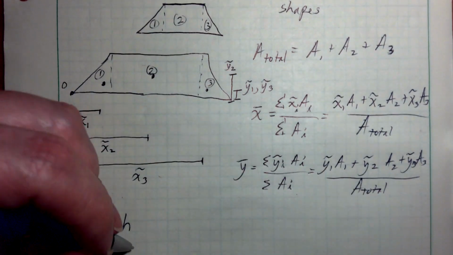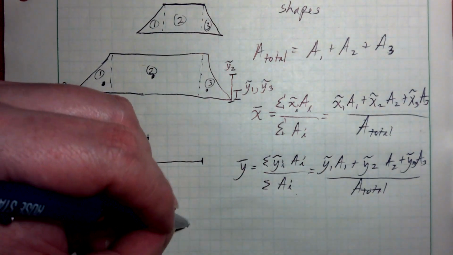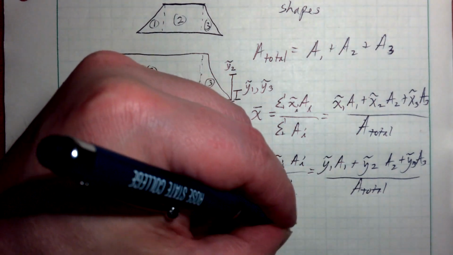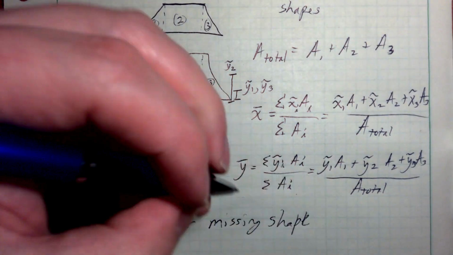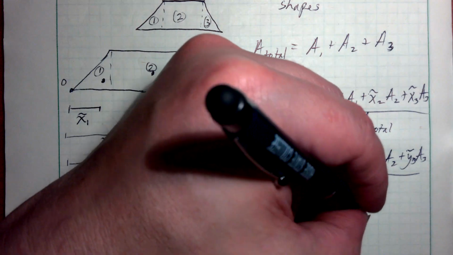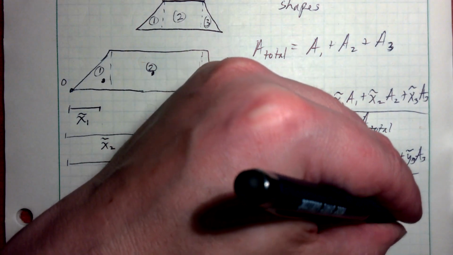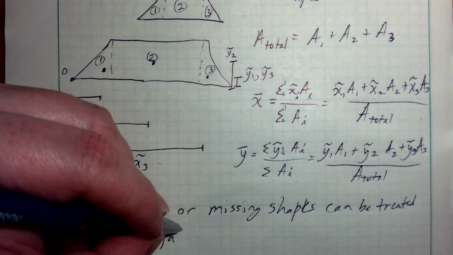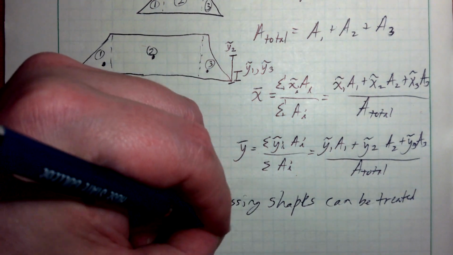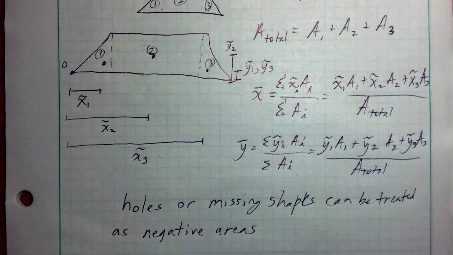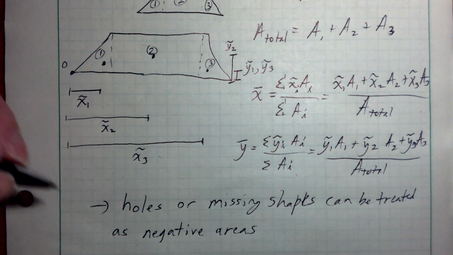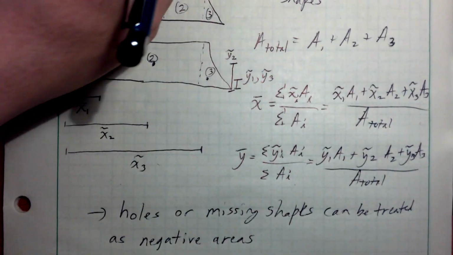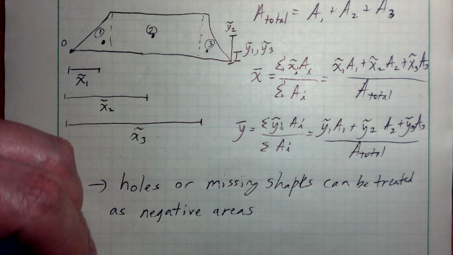Now, a bit more theory here. Holes or missing shapes can be treated as negative areas. That's interesting. So what I've drawn out here is perfectly acceptable.